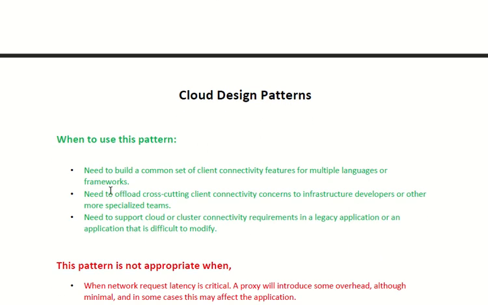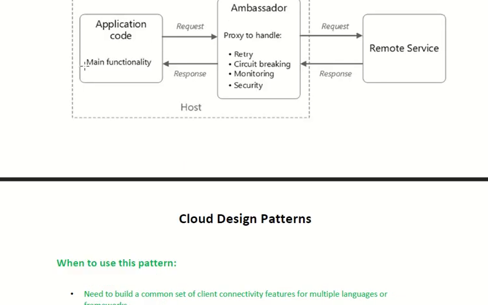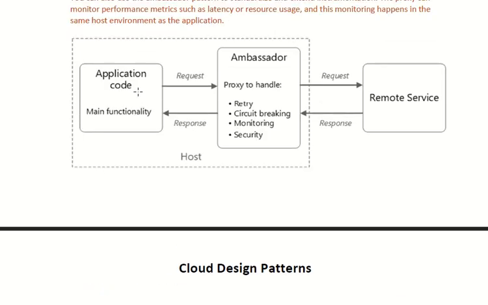Okay, when there is a need to build a common set of client connectivity features for multiple languages or frameworks. Suppose there are n number of applications. Just take an example of this diagram. There are n number of applications. One application is built in C Sharp, or you would say a web service, for example. This web service is built in C Sharp.